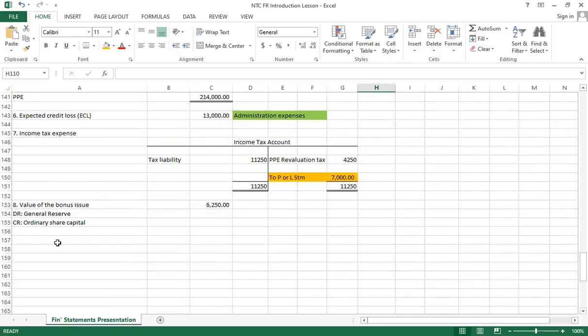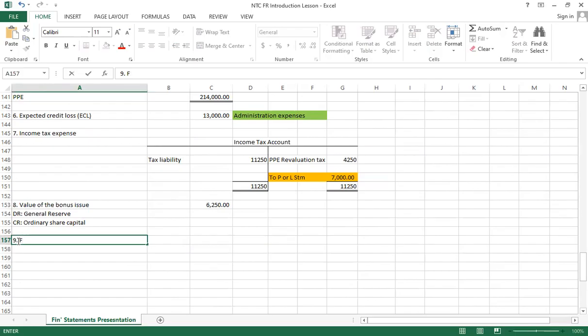Now then, as working number 9, I will say that I have fair value gain or loss on investment property, fair value adjustment.